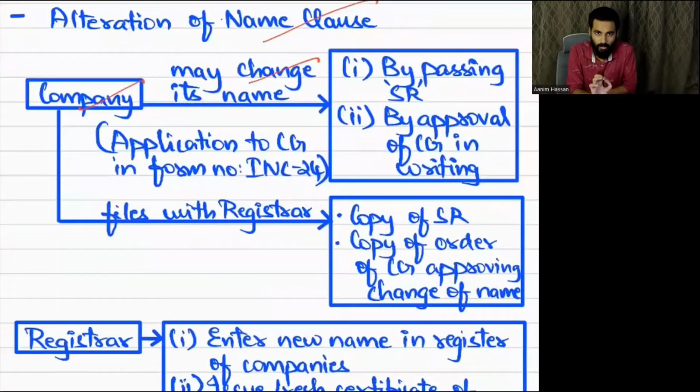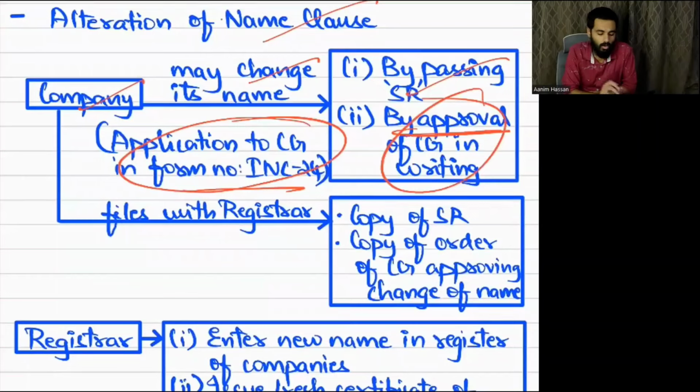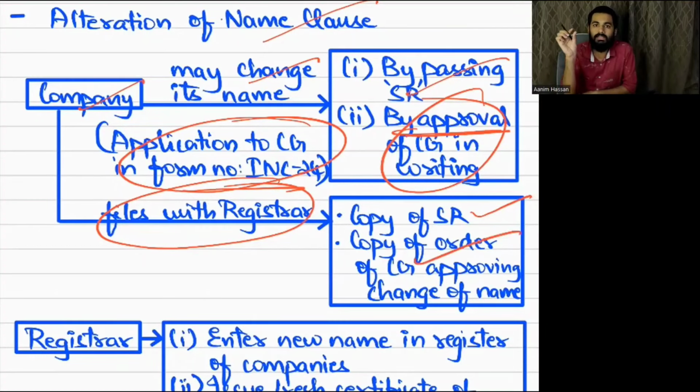the company will change its name when a special resolution has been passed. Along with it, the company has to give an application to CG in form INC 24. Why are we giving an application to CG? Because we need approval of CG, and CG will approve in writing. Yes or no? Yes. The company will file with the registrar a copy of the special resolution passed and CG's order. Yes or no?